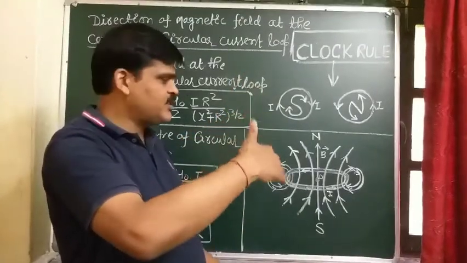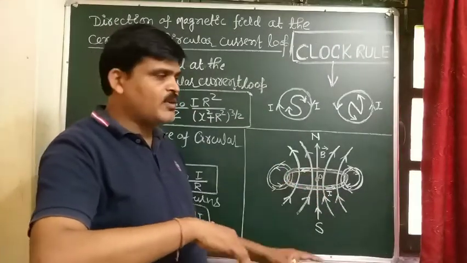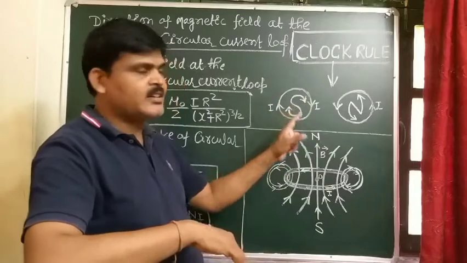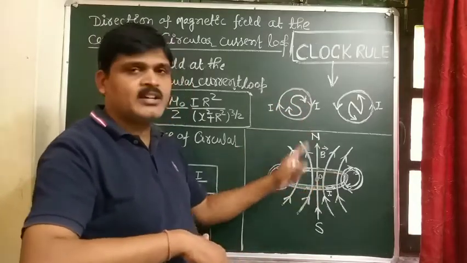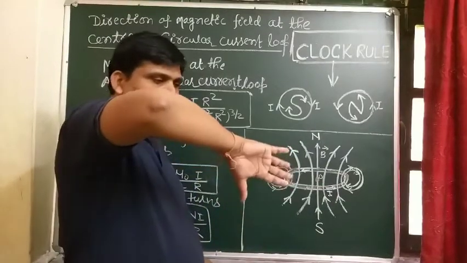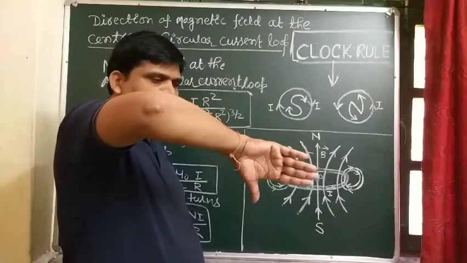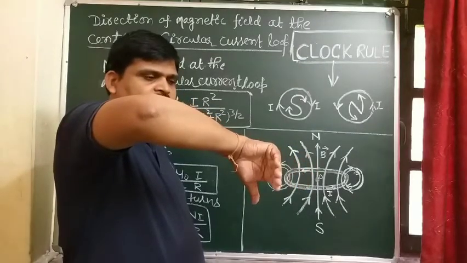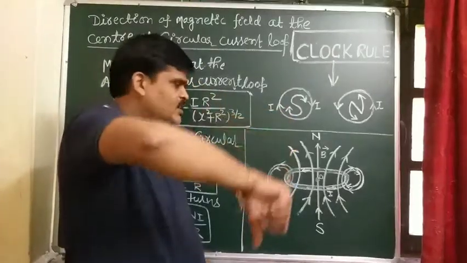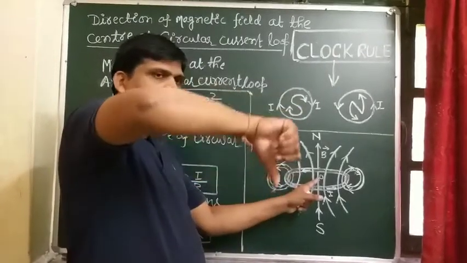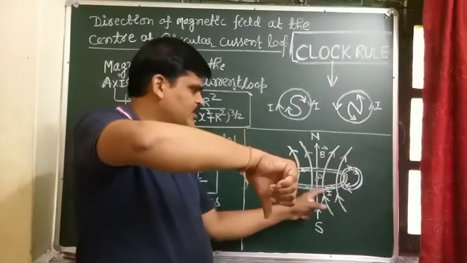And the reverse of this: if current is flowing in this circular current loop in clockwise direction, then again you use the right hand thumb rule. The curling fingers of the right hand show the direction of flow of current in the circular current loop, and the thumb will point in the direction of the magnetic field, which is vertically downward, perpendicular to the plane of the circular loop.